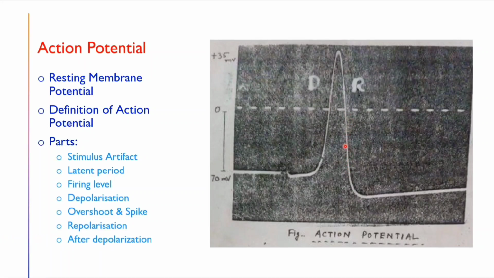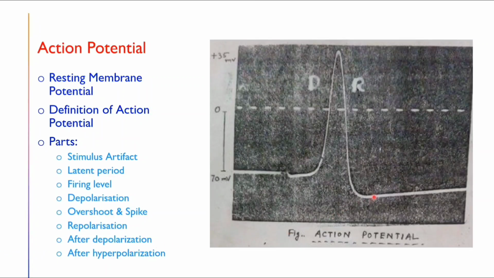Next is after depolarization. This portion is known as the after depolarization phase. This after depolarization is a slower repolarization phase. So basically, though it is after repolarization, it is named after depolarization. So it is kind of a misnomer.